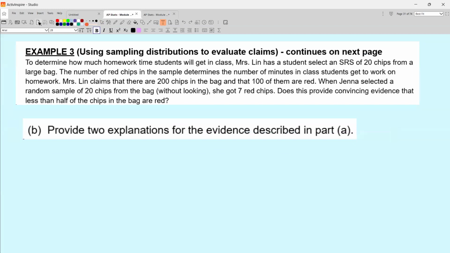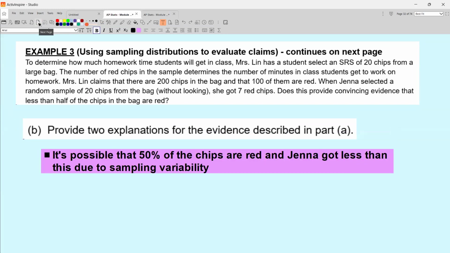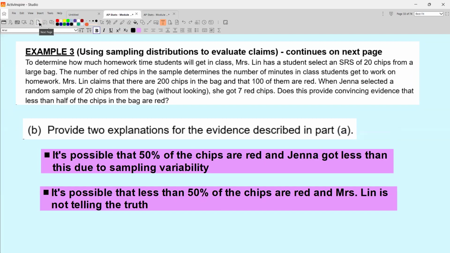Now let's provide two possible explanations for this evidence. Well, one, it's possible that 50% of the chips are red. Jenna just got less than half due to sampling variability. It's likely that she's not going to get exactly 50% red, and it might be a bit above or a bit below. It's also possible that less than 50% of the chips are red. Mrs. Lynn is not telling the truth. So both of those are possible explanations for this evidence, and we don't know which one's right.